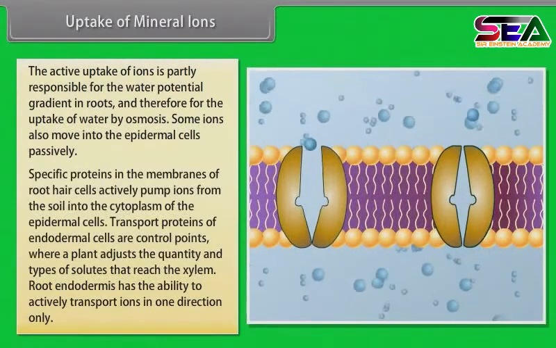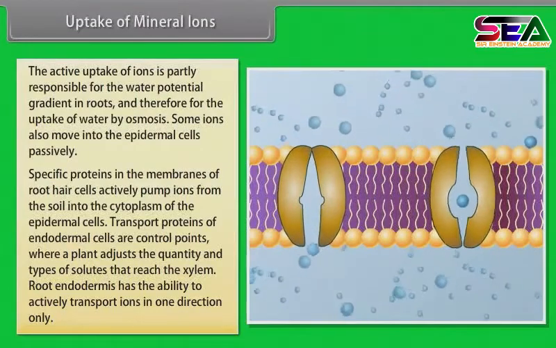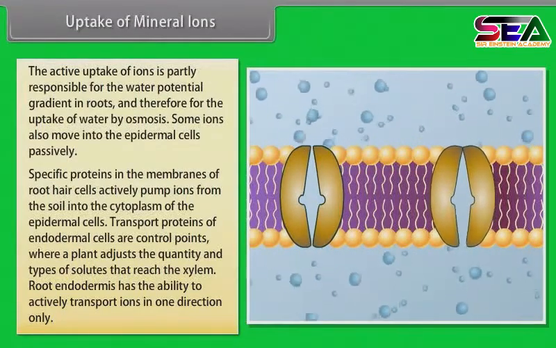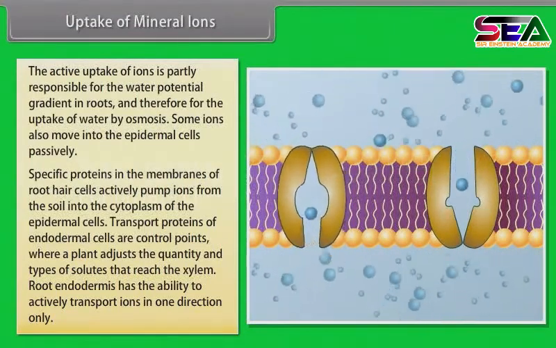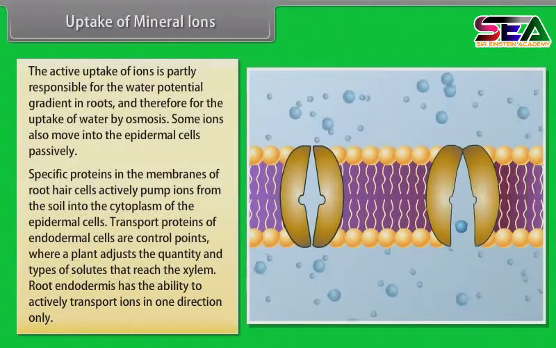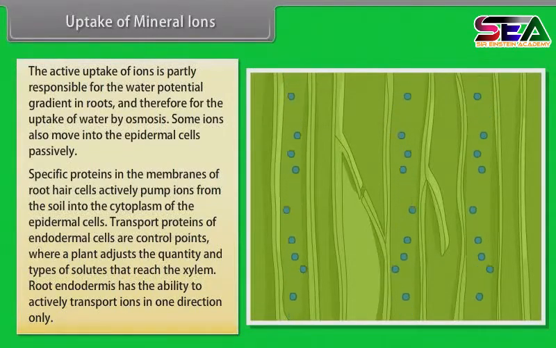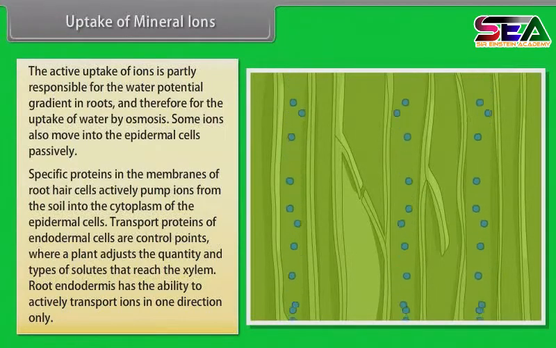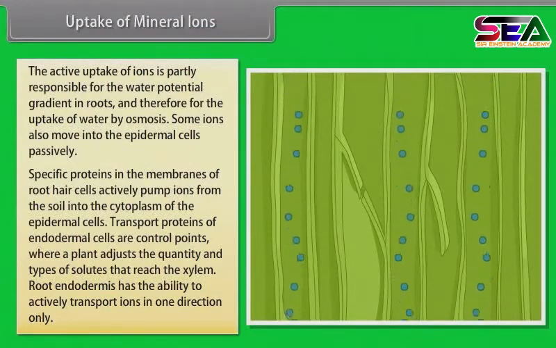Specific proteins in the membranes of root hair cells actively pump ions from the soil into the cytoplasm of the epidermal cells. Like all cells, the endodermal cells have many transport proteins embedded in their plasma membrane. They let some solutes cross the membrane, but not others. Transport proteins of endodermal cells are control points where a plant adjusts the quantity and types of solutes that reach the xylem. Note that the root endodermis, because of the layer of suberin, has the ability to actively transport ions in one direction only.